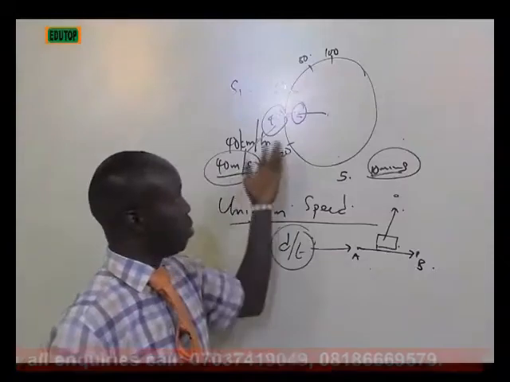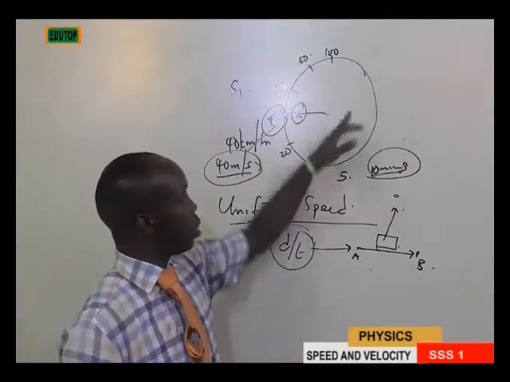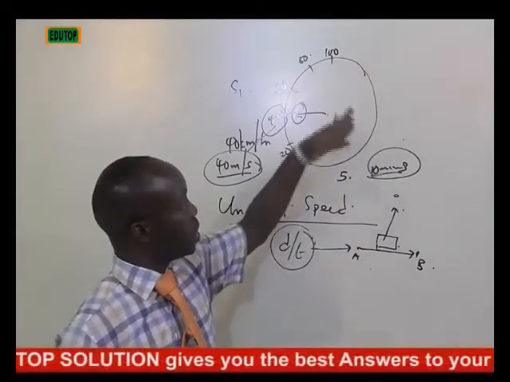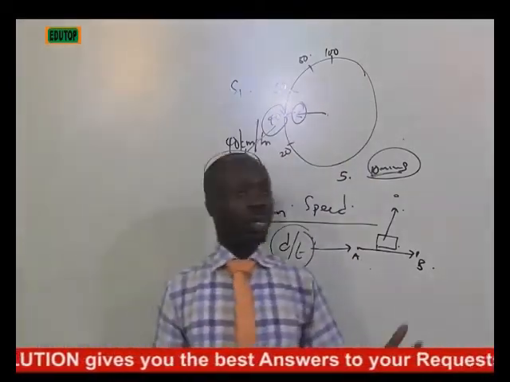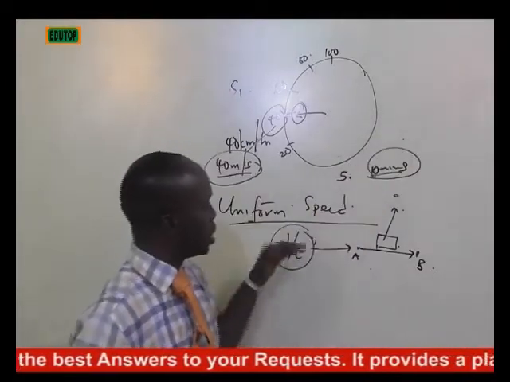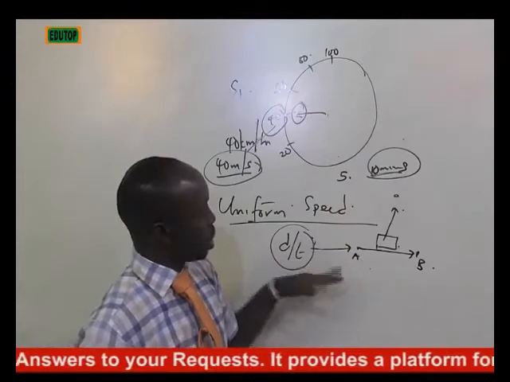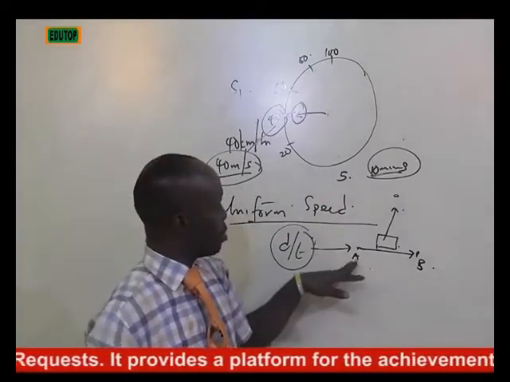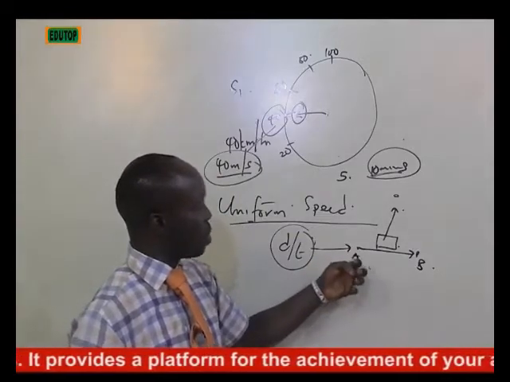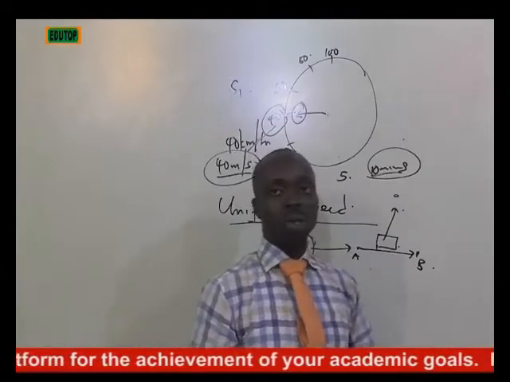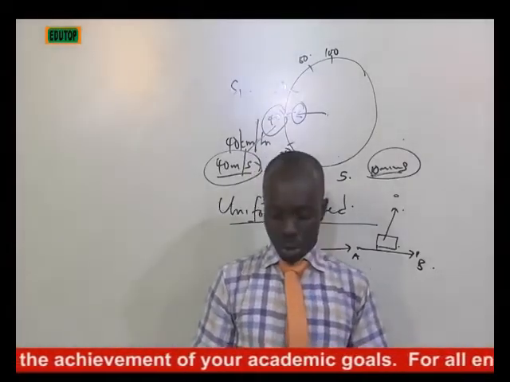Simple phenomena. From here now, you should be able to differentiate your normal speed and your uniform speed. Speed is just the definition. Speed from that definition is just the ratio of your distance with respect to time. While uniform speed is a phenomenon whereby a body moves at a particular speed without changing, or moves from point A to point B at a constant speed. The speed does not change. So that's all about uniform speed.